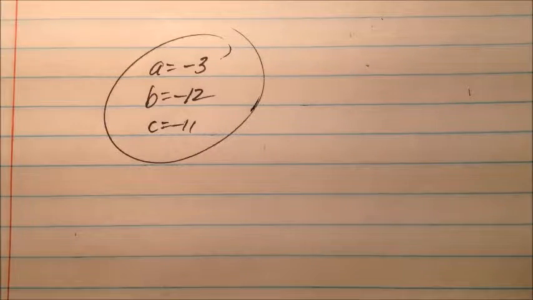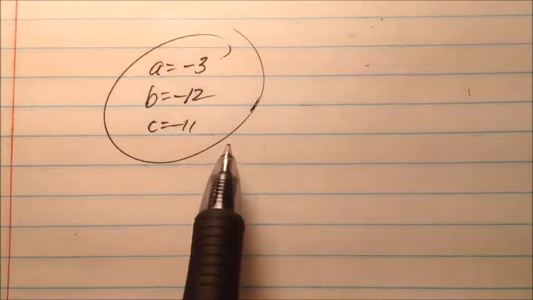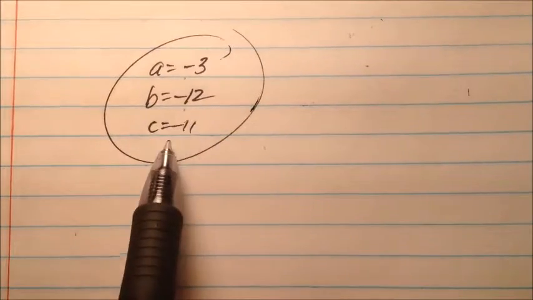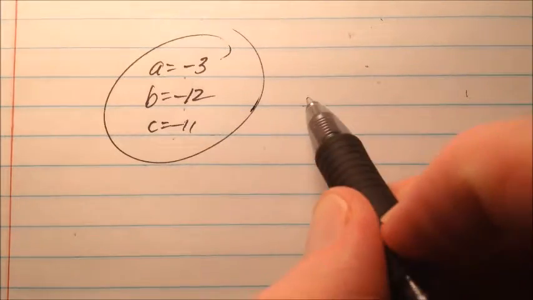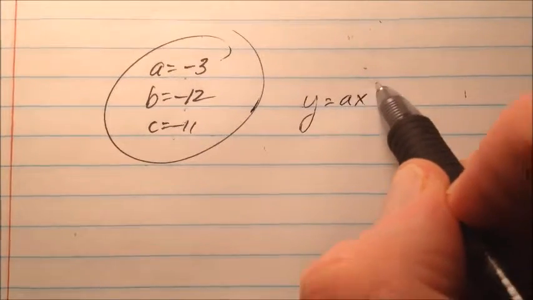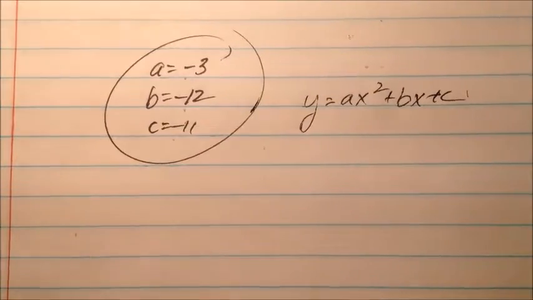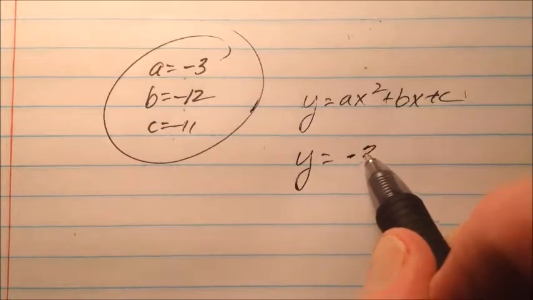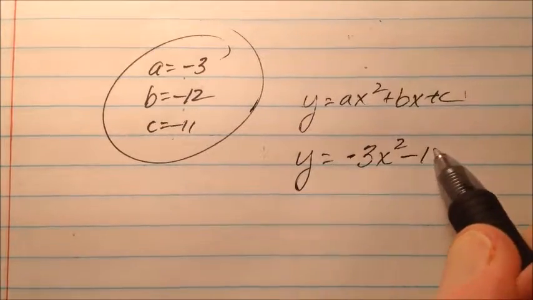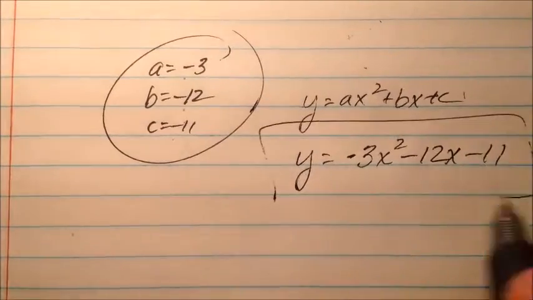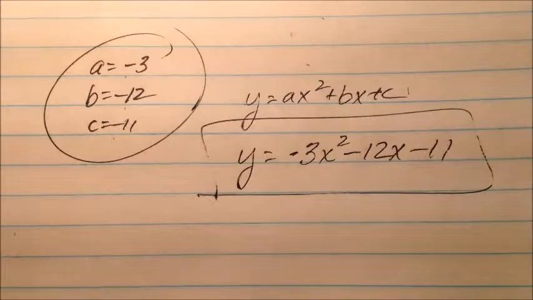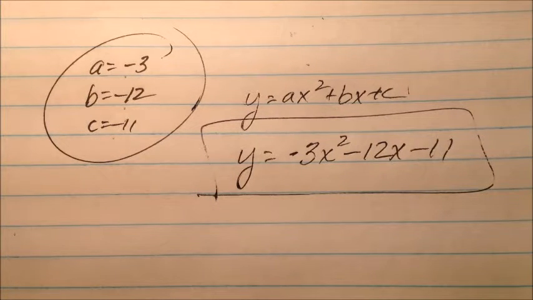Well, it looks like the battery died on my iPhone that I used to record those, so let's finish with the problem here. A was negative 3, B was negative 12, and C was negative 11. So when we put this into our standard form, y equals ax squared plus bx plus c, looks like we'll have, let's see, negative 3x squared minus 12x minus 11 for that problem. And that problem we had initial points of (-1, -2), (-2, 1), and (-4, -11).